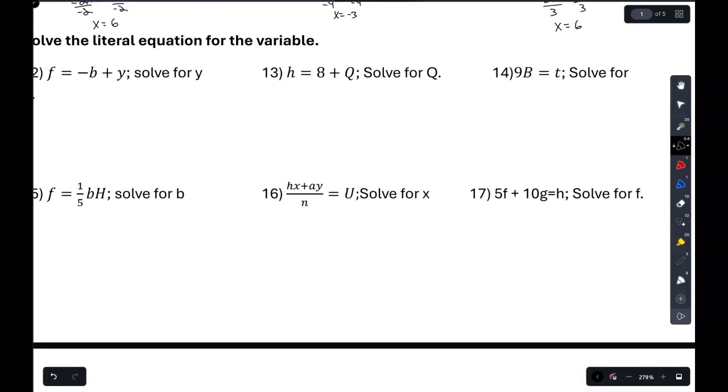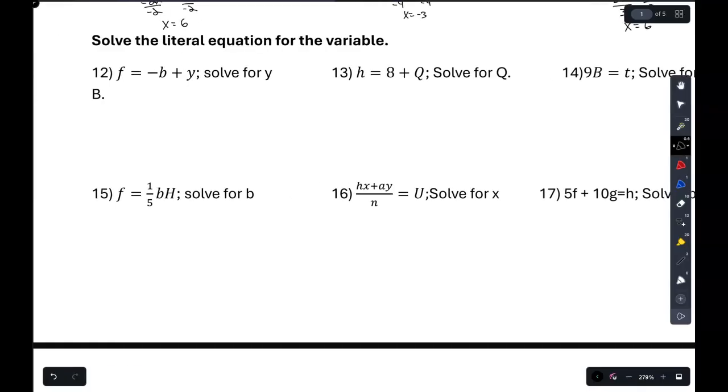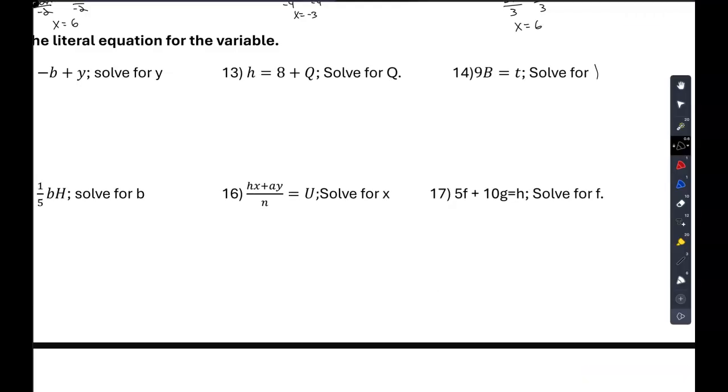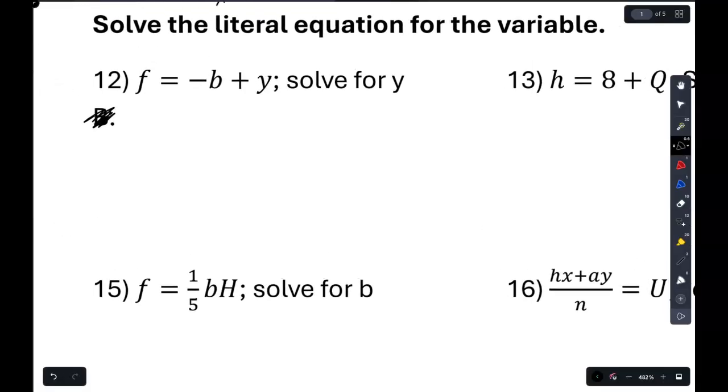As I look here, I see that this one right here, 12, is kind of messed up. That b goes here. Solve for b. All right? So now I'm going to zoom in and solve these right quick.